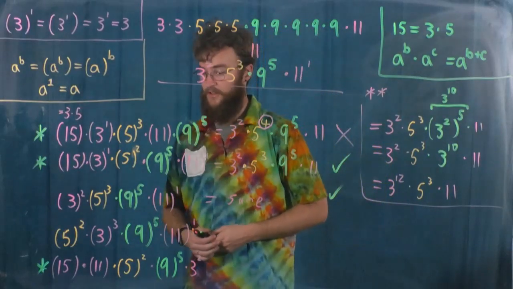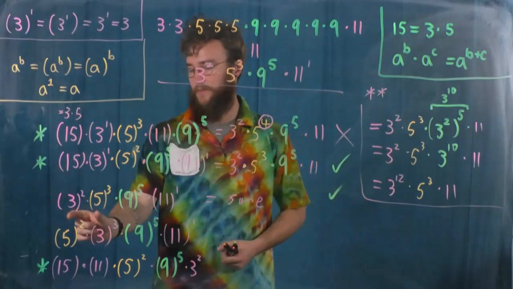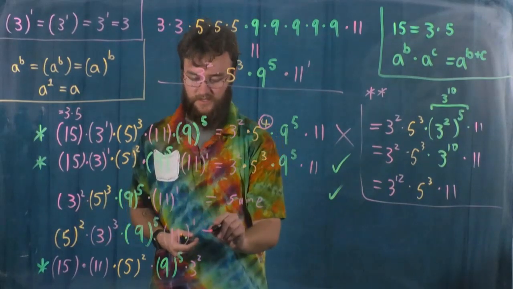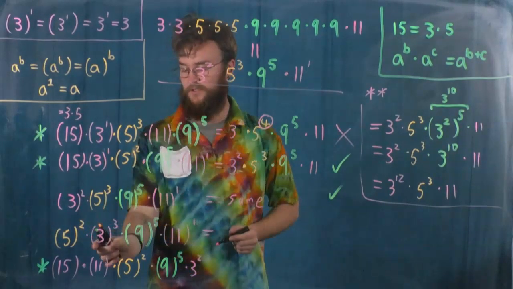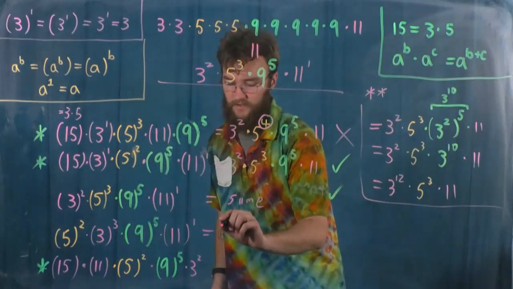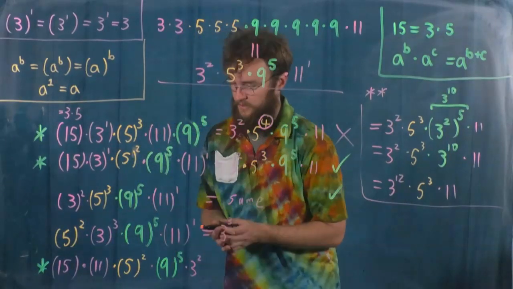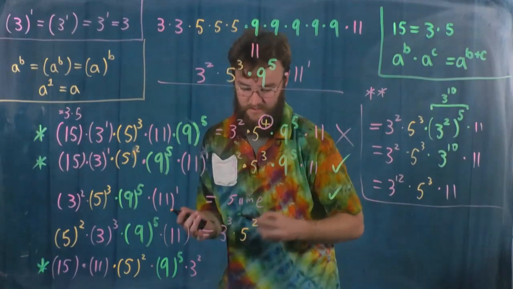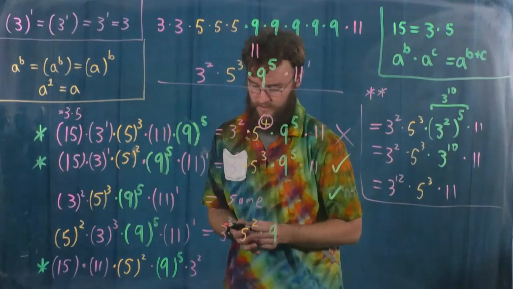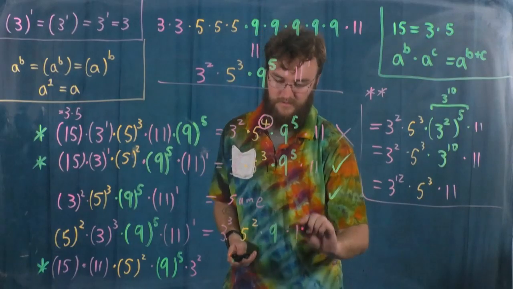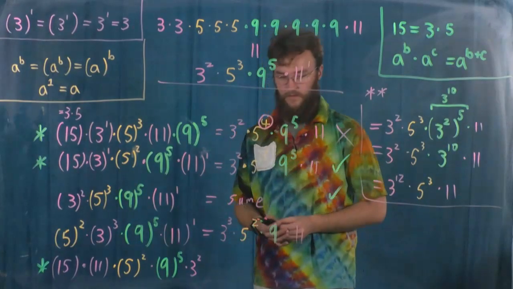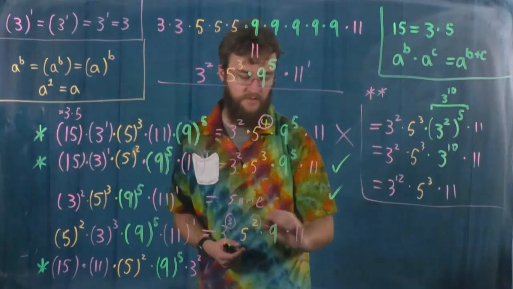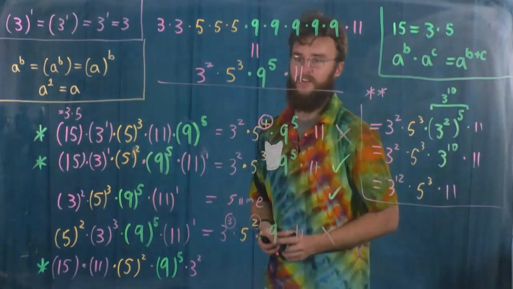All right, and then here, you can see what's happened on this one is the 3s and the 5s have swapped places. So just like we did here, we'll rewrite this, making sure the smallest numbers come first in our list. So we're going to have 3 cubed times 5 squared times 9 times 11. And then, well, this is something different. That's because we have a 3 here and a 2 here. So that's not the same thing.